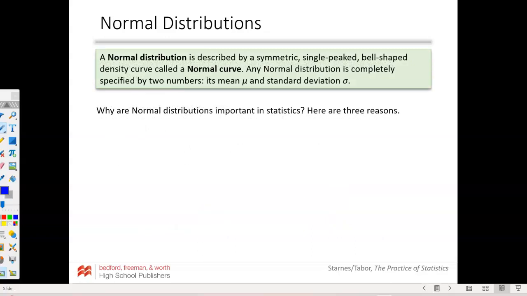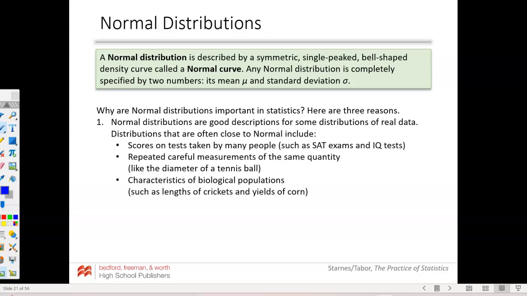Okay, why are they important? Well, here are some reasons. We use them a lot. A lot of data ends up looking approximately normal. We typically use the word approximately normal because no data is perfectly normal. They just tend to be approximate. So take a lot of measurements of something, stuff produced in a factory, whether it be tennis balls or something else, it's probably going to be approximately normal.